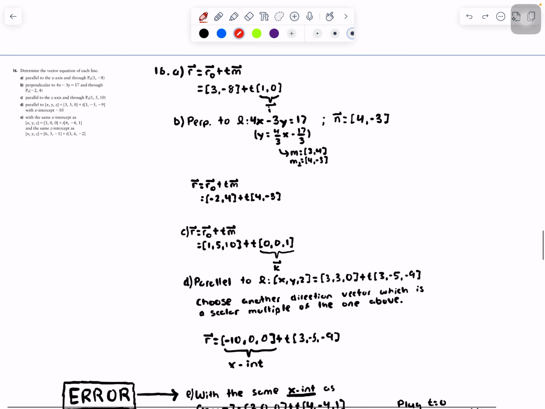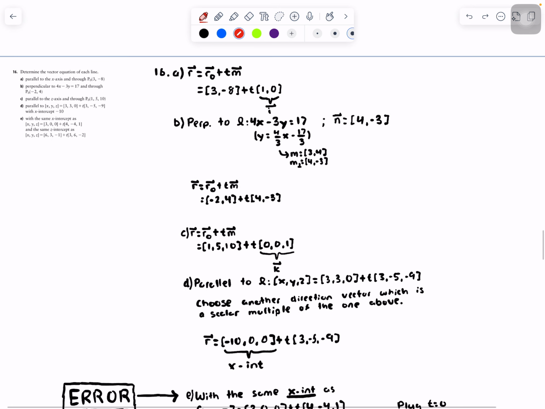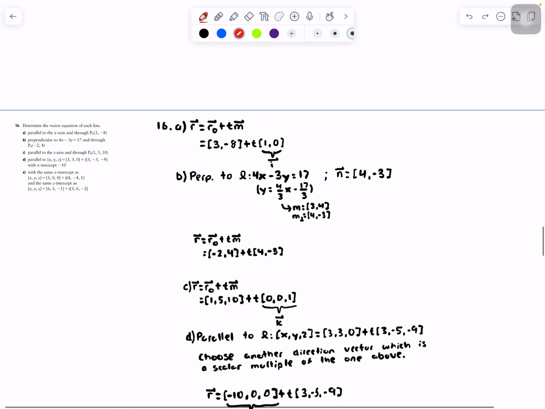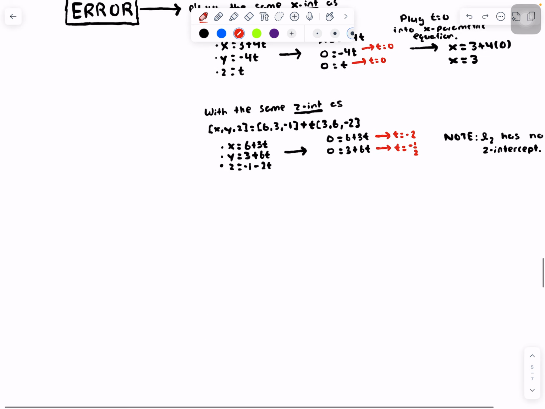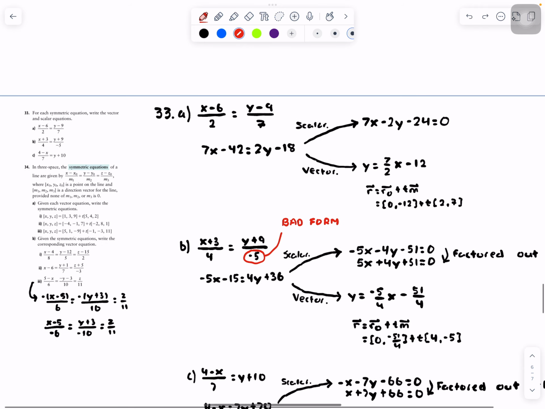Okay, good. That's question 16 done. Question 16E actually has an error in it, I discovered, so don't do that one. Just go up to 16D. Moving on to the last 2 questions. We have 33 and 34.